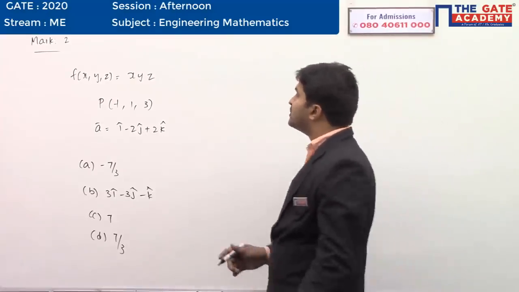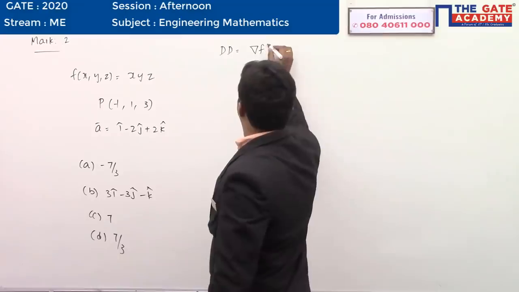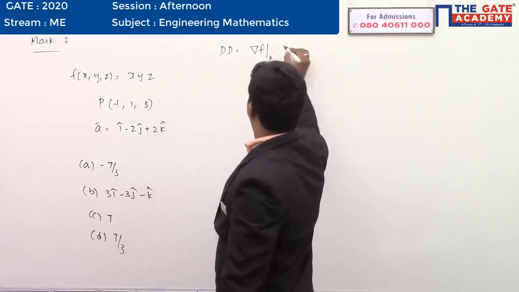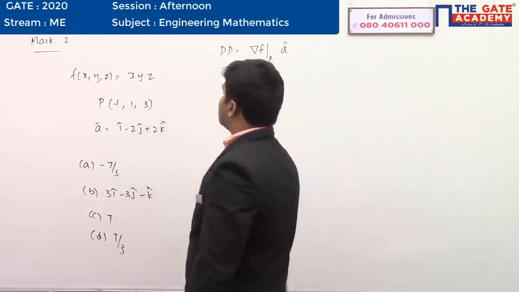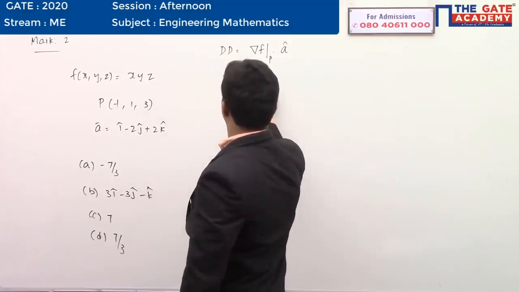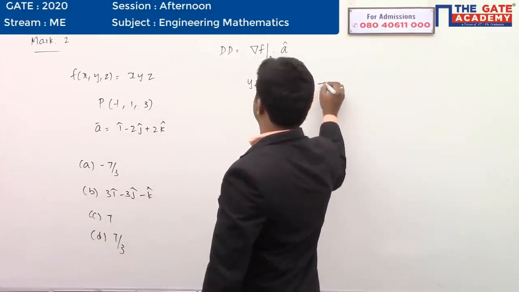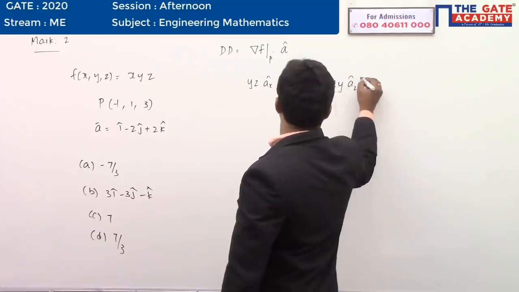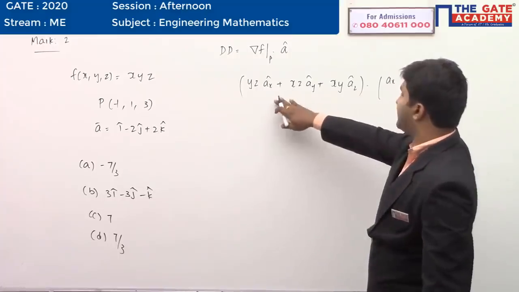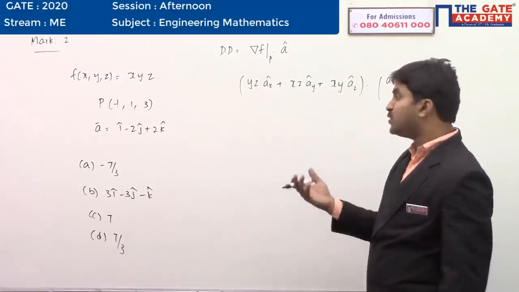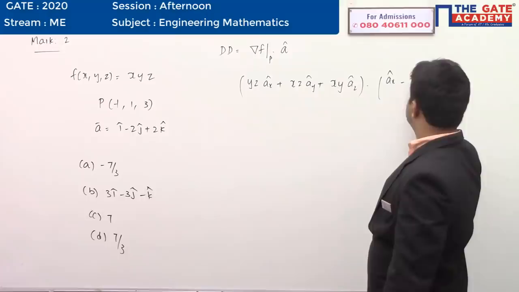So the first thing that we are going to do is to find the gradient, because we know the formula of directional derivative, very important. First we find the gradient at that point, dot the unit vector of this A, which is going to give you the directional derivative. So what is the gradient of this function? yz in the x direction plus xz in the y direction plus xy in the z direction, dot the unit vector. Whatever it is, i, j, k or ax, ay, az, both mean one and the same. So I can write this as ax cap minus 2 ay cap.